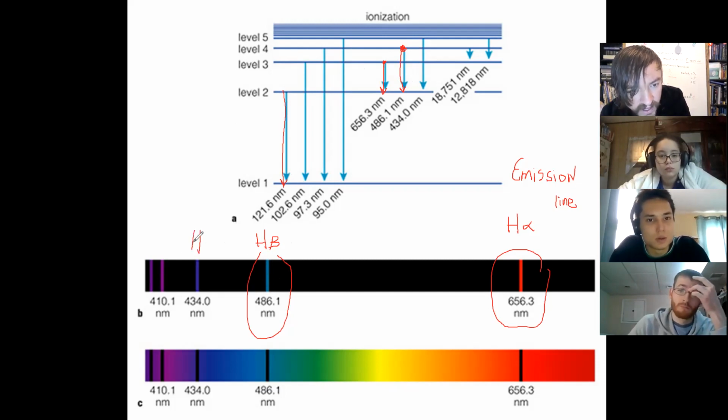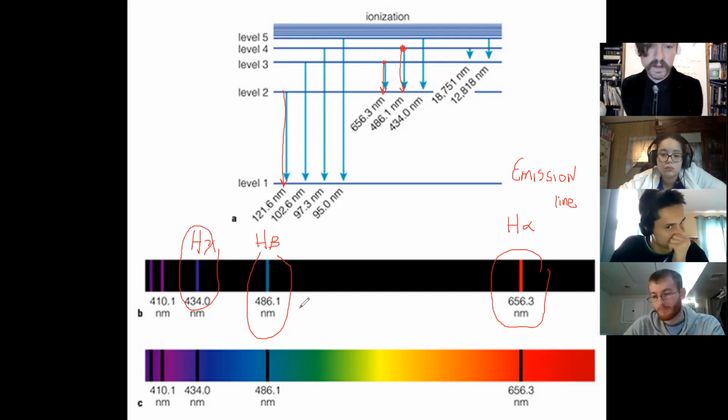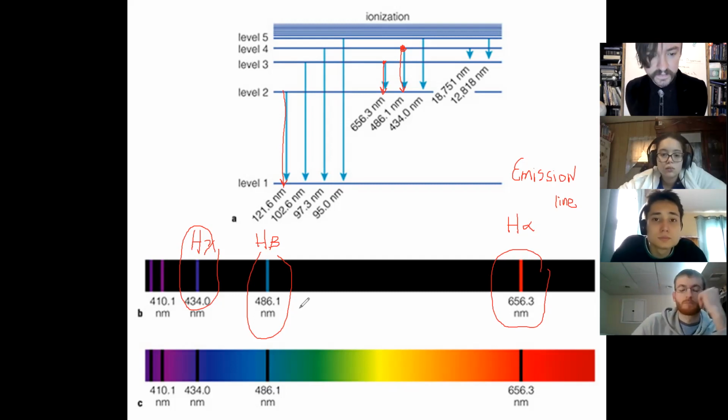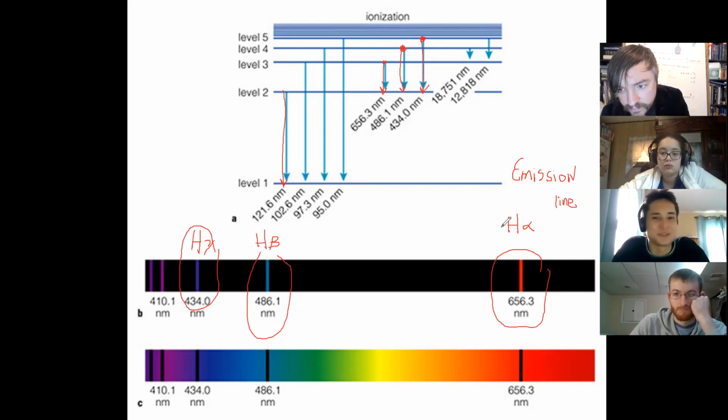This one is another famous line. It's called hydrogen gamma. It's a purple line at 434 nanometers. What transition produces the hydrogen gamma line? 5 to 2. Good. The bigger the jump, the more energy is being released. That's right. Actually, that makes sense, of course.